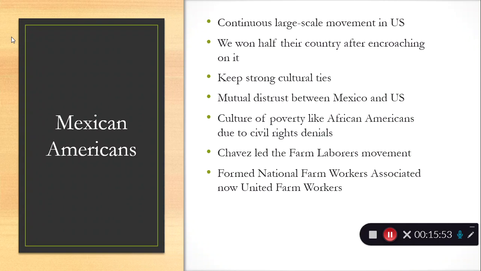Okay, Mexican Americans, there's always been a continuous large-scale movement into the United States. Again, that used to be part of Mexico. You have to think like that was part of their way of life, was being there, okay? We still have strong cultural ties to Mexico. We do have some mutual distrust, but obviously we're constantly working together, Mexico, United States, and Canada, because in the end, we're all very close to each other, and so we bond together.